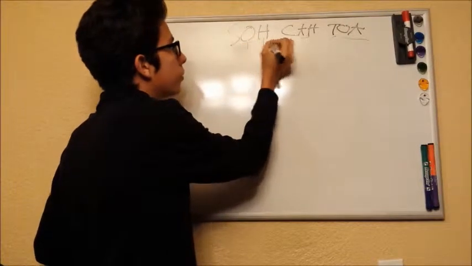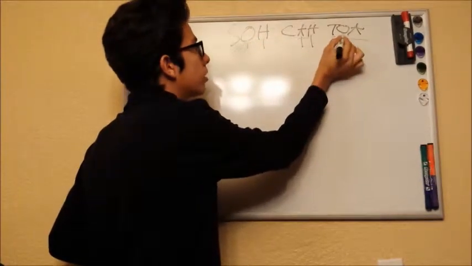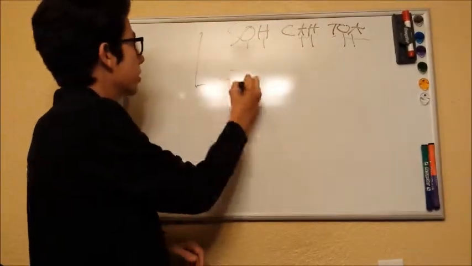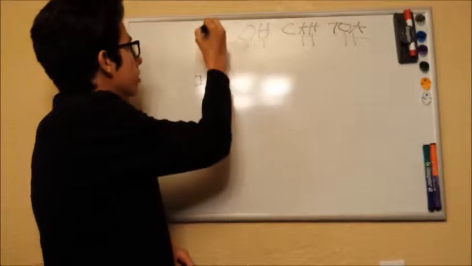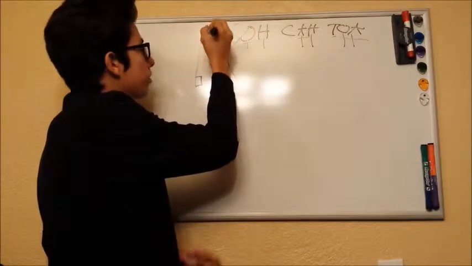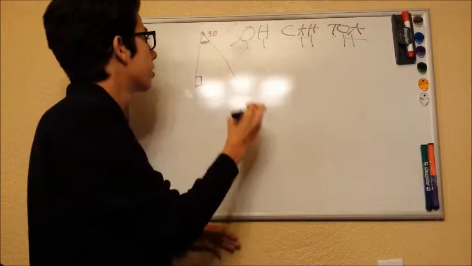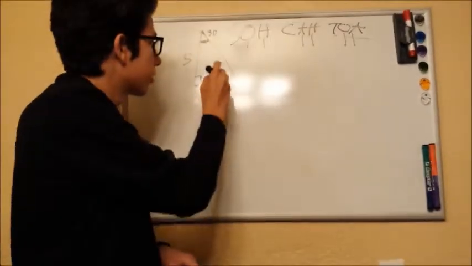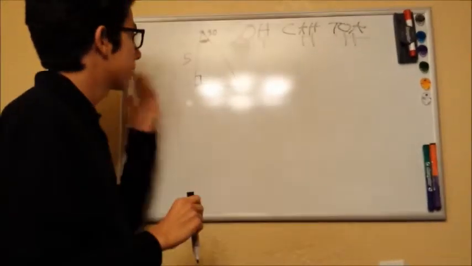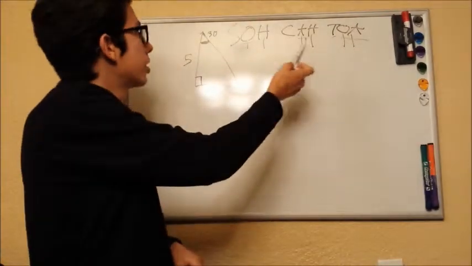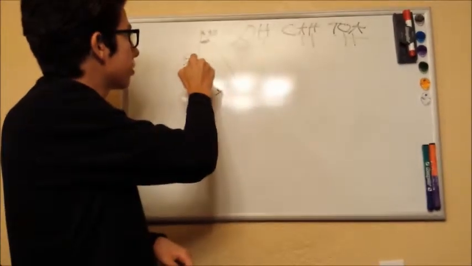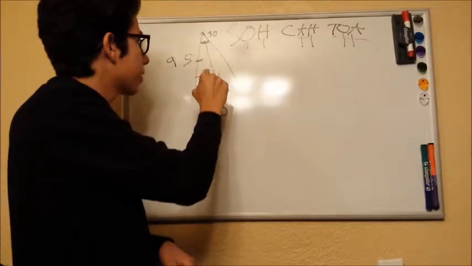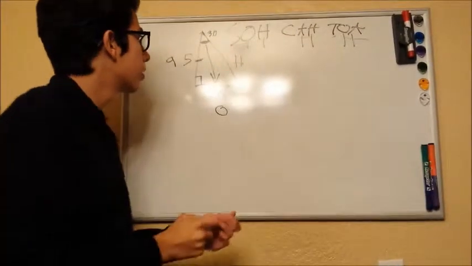SOH CAH TOA stand for opposite, hypotenuse, adjacent, hypotenuse, opposite, adjacent. Now what does that mean? In a right triangle, if you have a random angle, let's say 30 degrees, and you have a side over here that you want to figure out, or right there, how are you going to figure that out? Use one of these. This is the adjacent, this is the opposite, since it's opposite the angle, and this is the hypotenuse.